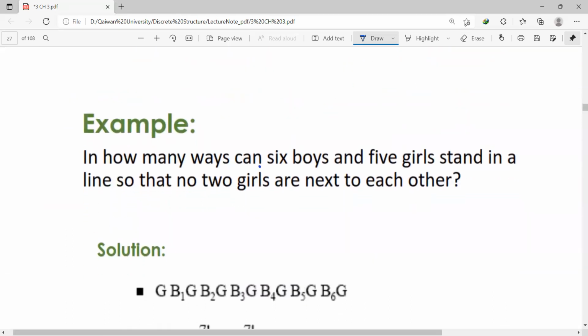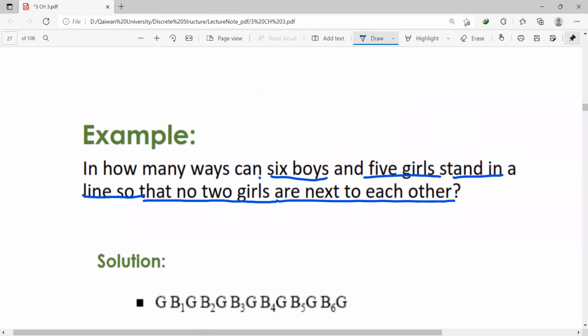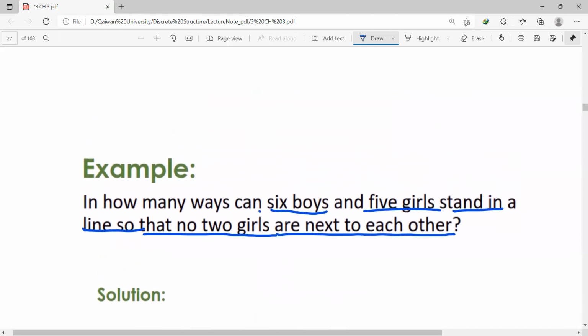In how many ways can 6 boys and 5 girls stand in a line so that no 2 girls are next to each other? Look, we have 6 boys and 5 girls. Let's say this is a boy. We should order them on a line: 1, 2, 3, 4, 5, 6. So how many girls do we have? We have 5.